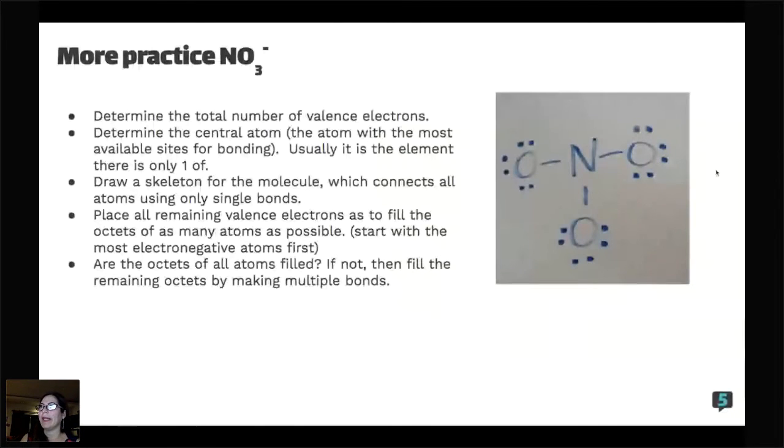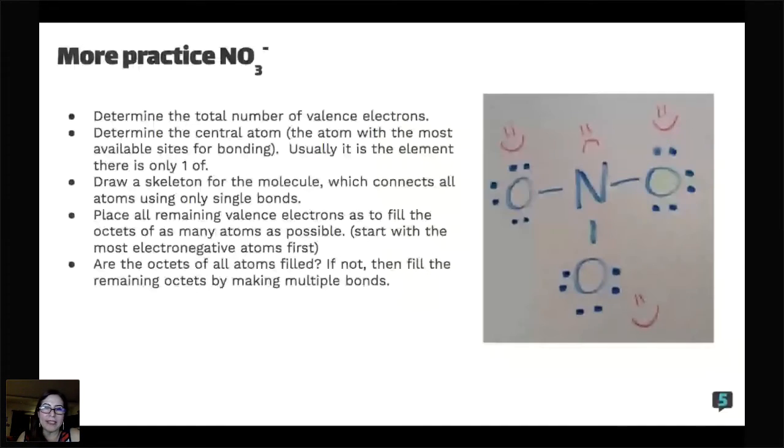So we have this, and now if you count them, 2, 4, 6, 8, 10, 12, 14, 16, 18, 20, 22, 24. We already have the 24 electrons. Now we need to check if everybody fulfills the octet. So we check, and oxygens are fine. They all have 8. But what about nitrogen? Nitrogen only has 6. So nitrogen is sad. So what do we do? We are going to make multiple bonds.